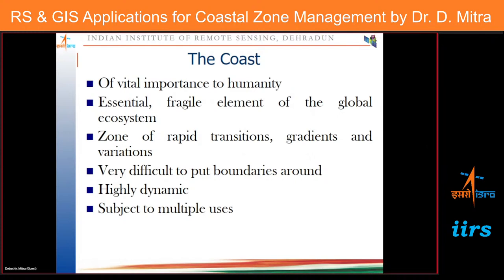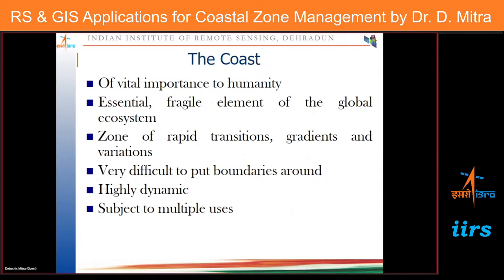There is a rapid variation of the coast. When you come from the land towards the ocean, lots of parameters vary. In the ocean also, which is part of the coastal zone, lots of parameters vary, and if you go inside the depth, lots of things vary in the water also. Because it is highly dynamic, it's very difficult to put the boundaries. At high water, the water goes towards the land; at low water, the same water recedes back towards the ocean. So it is difficult to put boundaries and define the coastal zone very accurately.